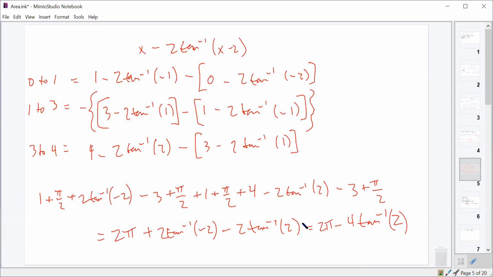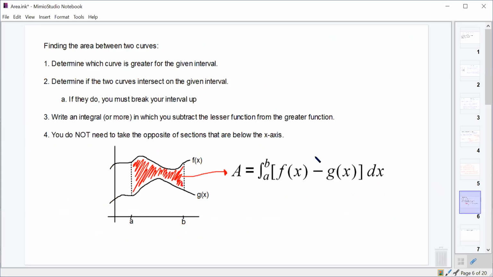But everybody good with that or no? Any questions, any issues? All right. So now we'll move on to finding the area between curves.